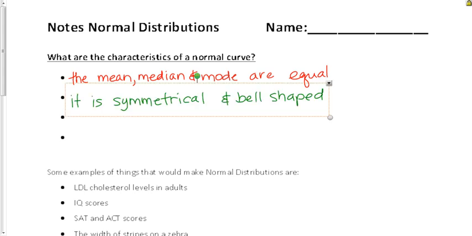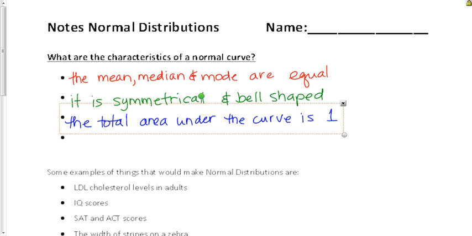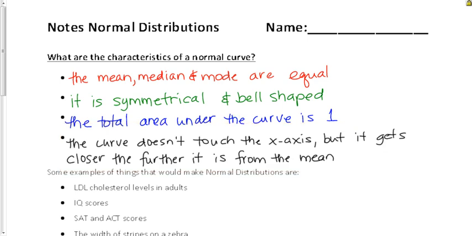Second, it has to be symmetrical and bell-shaped. It has to be both symmetrical and bell-shaped. Third, the total area under the curve has to be 1, because that's the sum of all the probabilities. And the last one, the curve doesn't touch the x-axis, but it gets closer the further it is from the mean. So a normal shaped curve, they're all going to look like this.